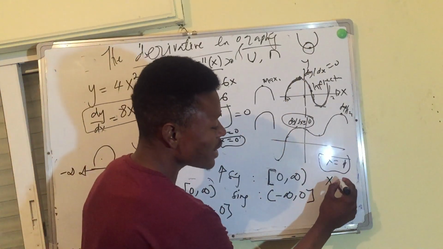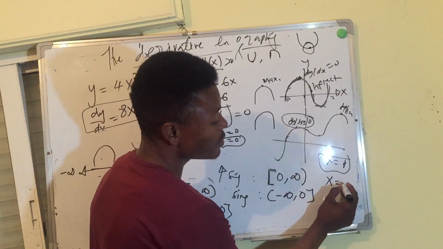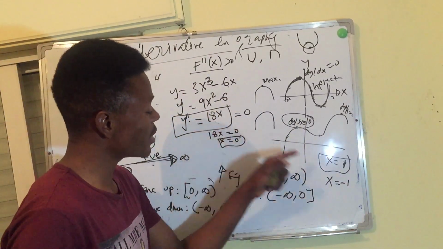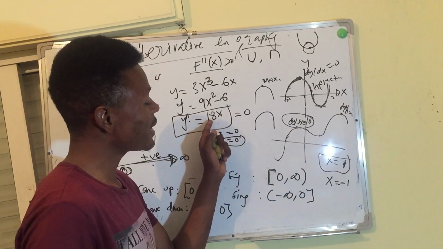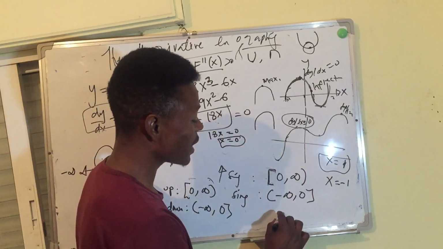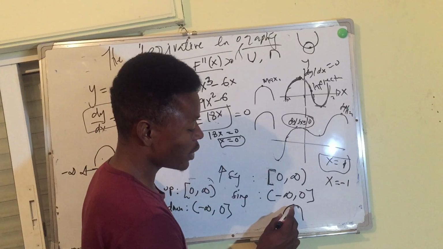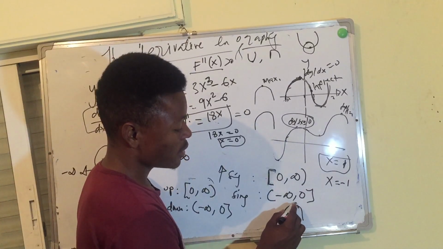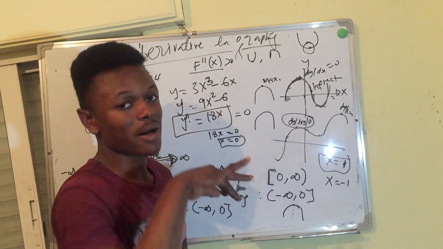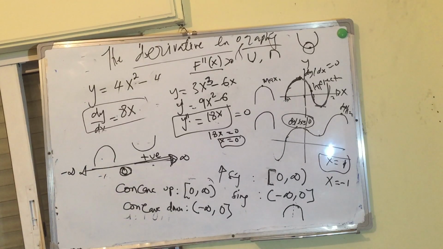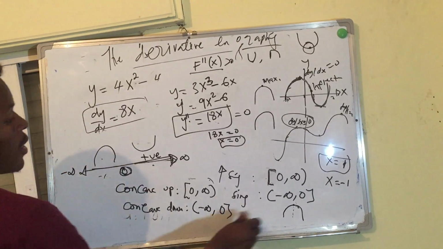When we substitute x, maybe at a stationary point we get x equals -1, we substitute x equals -1 into the second derivative. We get a negative answer, so that means we have concave down there. So at x equals -1 there is a relative maxima, because it is concave down there. So this is all about this.